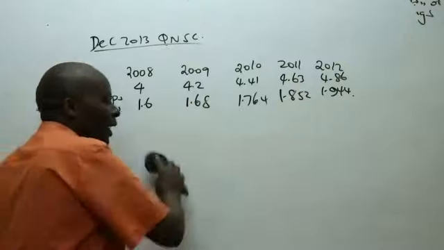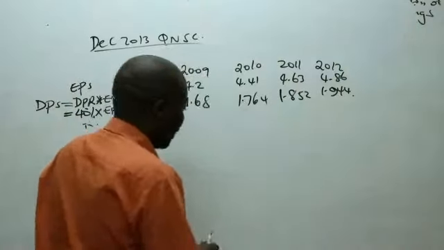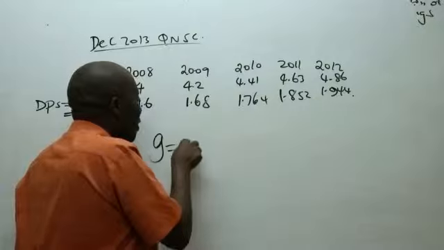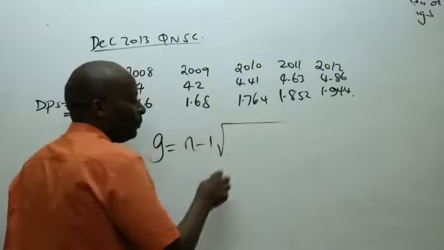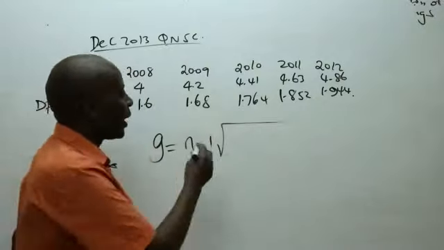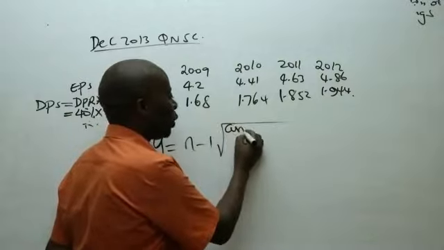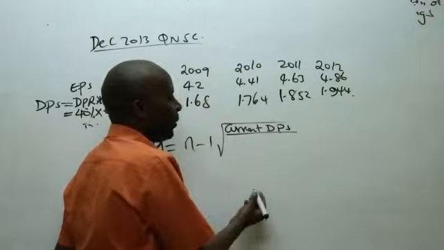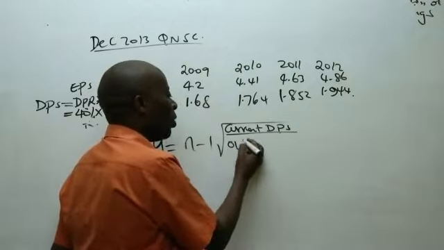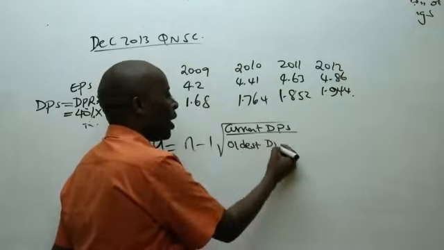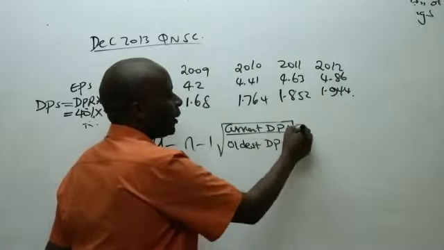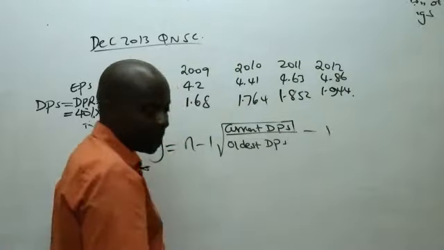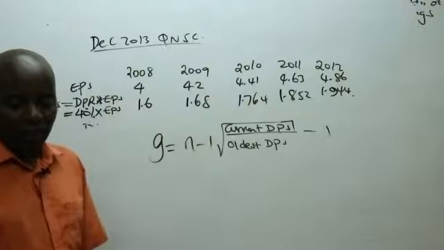Whenever you've got a number of dividends like that, to get growth rate, we normally take the n-1 root of the current dividend per share, current DPS, all over the oldest DPS, and then whatever I get, I will subtract 1 there.